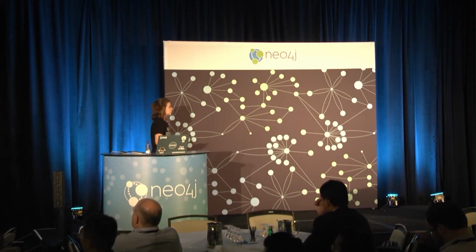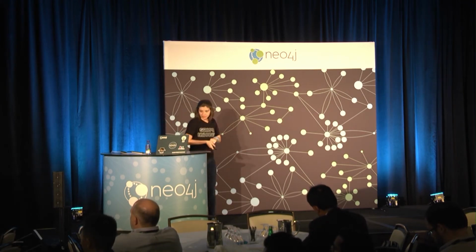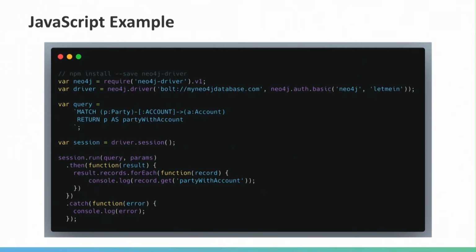So taking an example from the JavaScript driver, it allows you to run Cypher queries and pull that data back from Neo4j using our driver. So you can see we're setting up the Neo4j driver there at the top. We've got a query. We're going to create a session. We're going to run that query inside the session and then return the result sets that are coming back from the query.